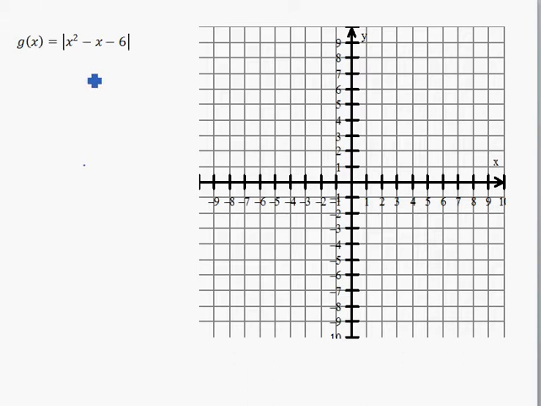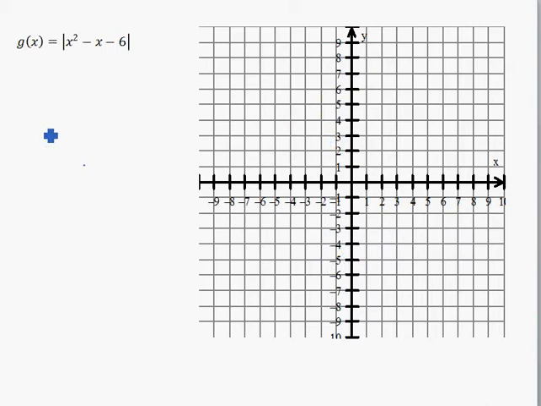I want to graph another absolute value function. And remember, as long as you have the entire function in absolute value, the easiest way to graph that is to graph it without the absolute value and then flip the negative part over. That's what absolute value of a whole function does. It just takes the negative parts and flips them over.